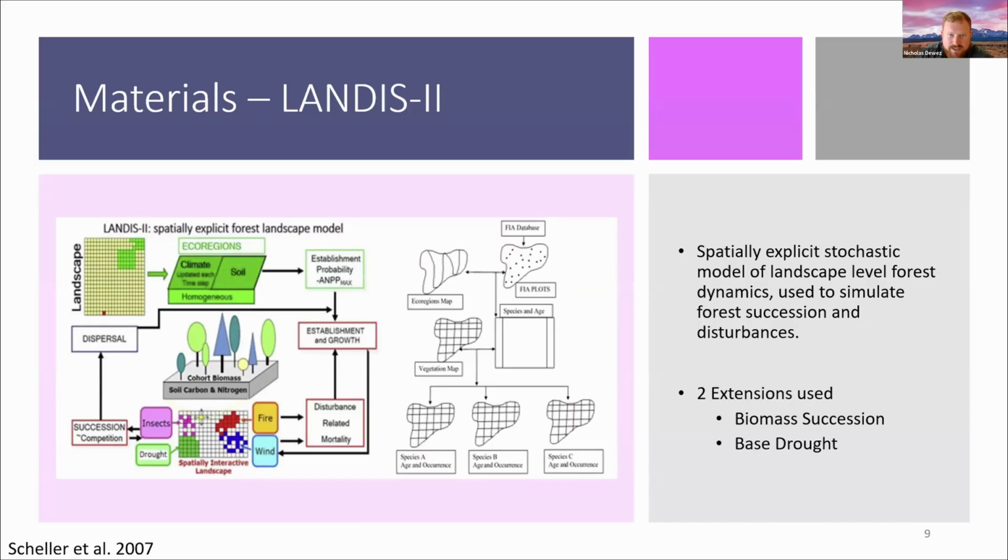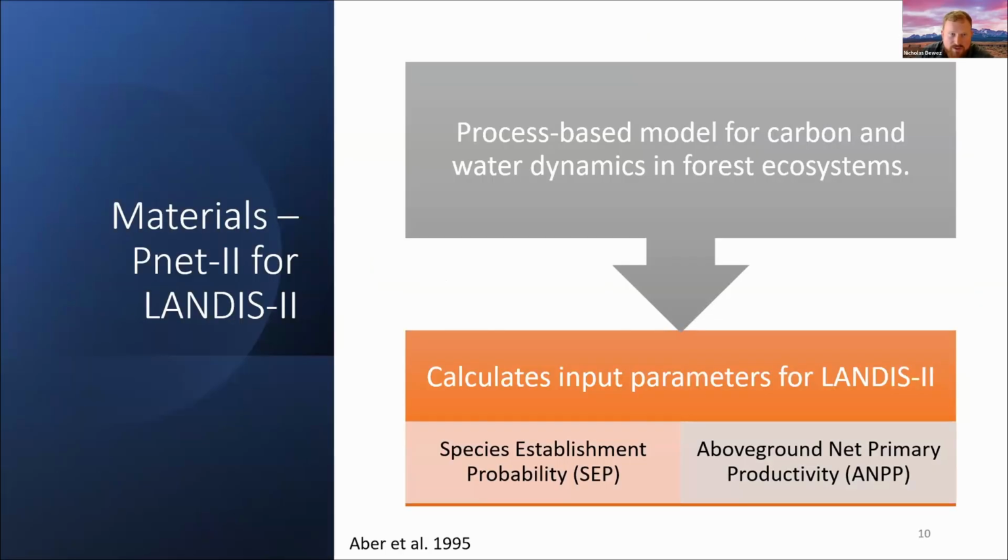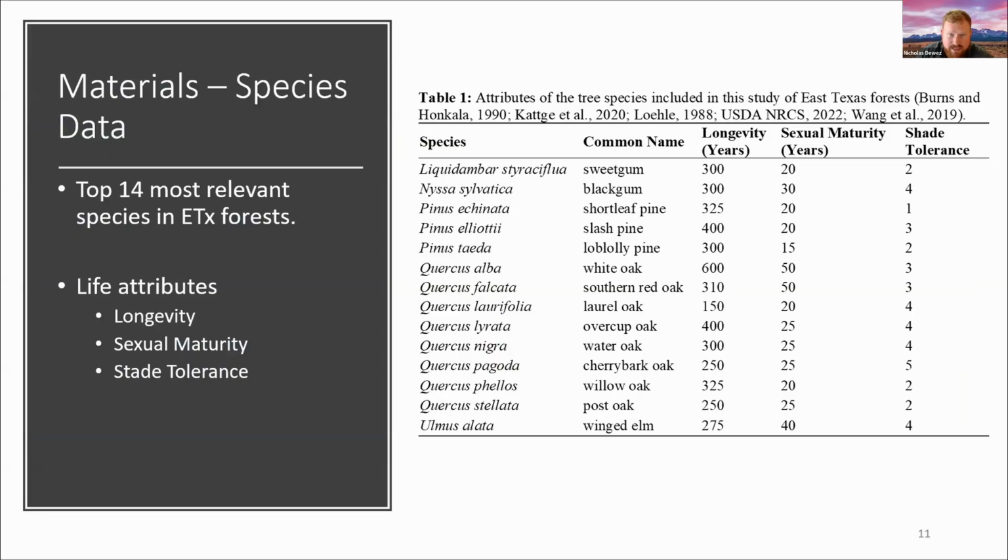In addition to the base software, we used 2 extensions, the biomass succession extension and the base drought extension. We also used PnET-II for LANDIS-II, which is a process-based model for carbon and water dynamics in forest ecosystems. We use this program to calculate SEP and ANPP, which are 2 important input parameters for the LANDIS-II biomass succession extension. LANDIS-II input data can be categorized into 3 groups: species data, land type association maps, and initial community maps.